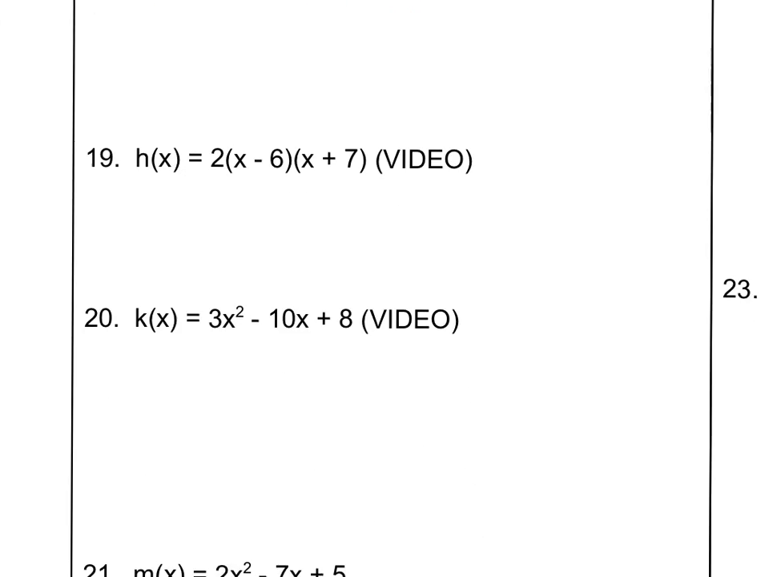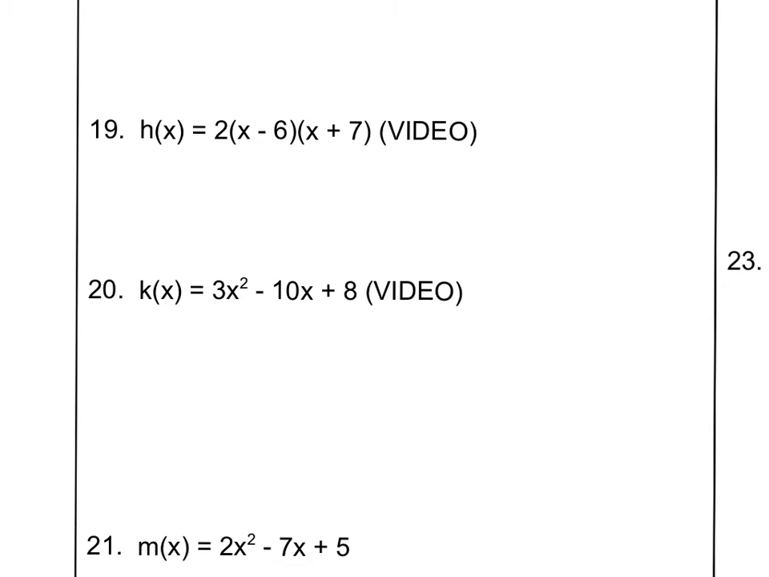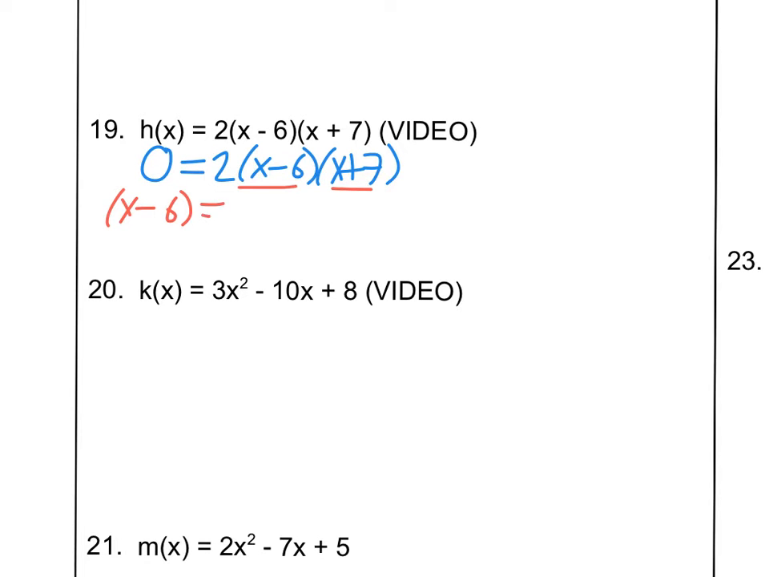Number 18, number 19, this one's set up nicely for us already. 0 is equal to 2, then we got x minus 6, x plus 7. That means that I need to take the things in parentheses. In this case, x minus 6 equals 0, and x plus 7 equals 0. That's based on the idea that if two things are multiplied and the answer is 0, one of them has to be 0. So x equals 6 and x equals negative 7.